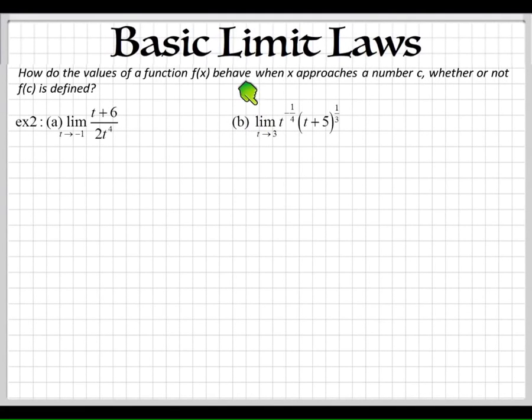Okay, so what we're going to do right here is split this guy up using our basic limit laws. I'm going to write this as the limit, and I'm going to be explicit, writing extra stuff: the limit as t approaches 3 of t raised to the negative 1/4, multiplying the limit of t plus 5, as t approaches 3, and that's being raised to the 1/3.